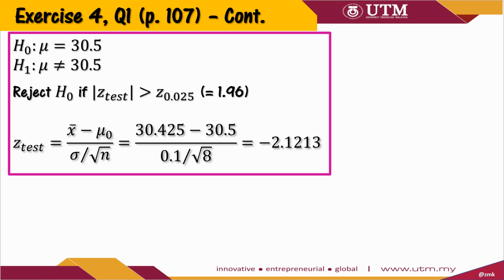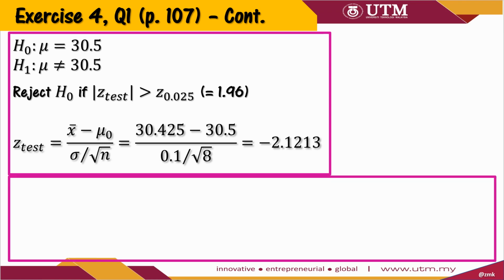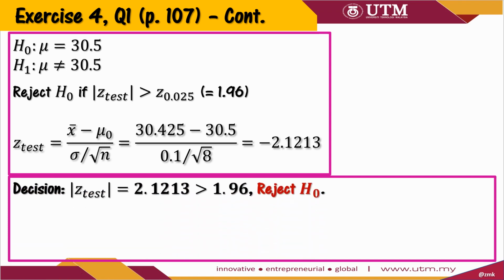Now we can proceed with the last step of hypothesis testing, which is making decision and conclusion. What we need to do first is to compare the z-test value with the critical value 1.96. Since z-test is negative 2.1213, its modulus is 2.1213, which is clearly larger than 1.96. Therefore, we can decide to reject the null hypothesis H0.